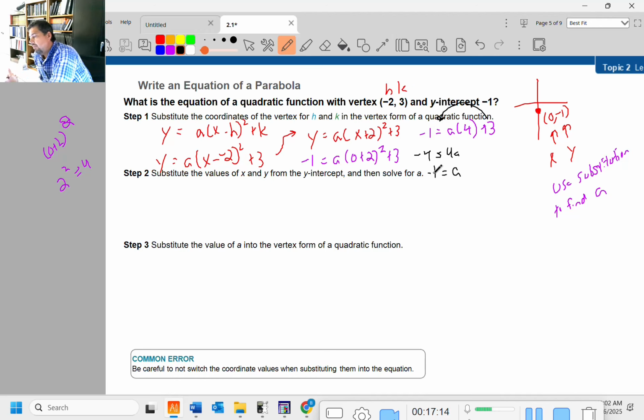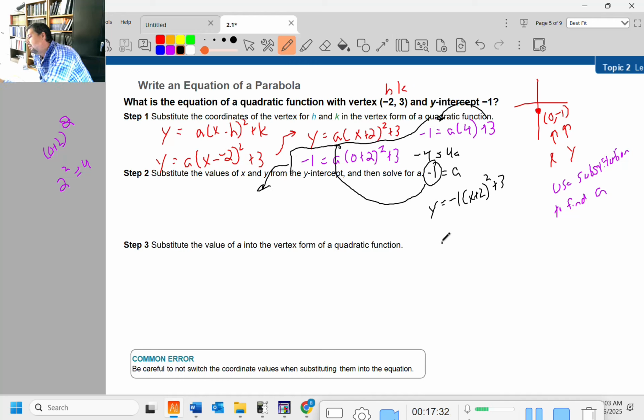So here's my equation now. I'm going to do substitution again, and I'm going to put that right there. Y equals, I'm going to write the -1 initially, x plus 2 quantity squared plus 3. Now, in reality, this was step 2. In reality, I don't need the 1 because 1s in math are understood, right?